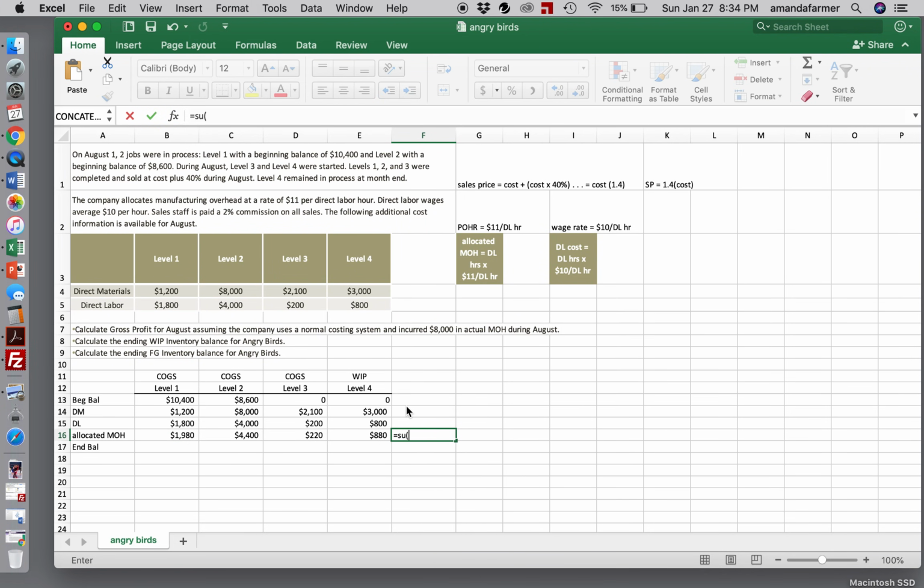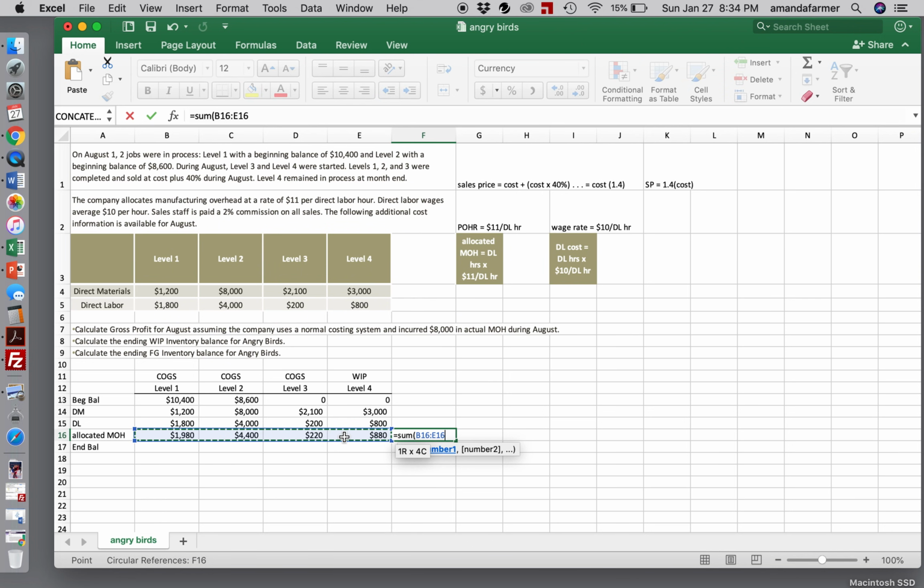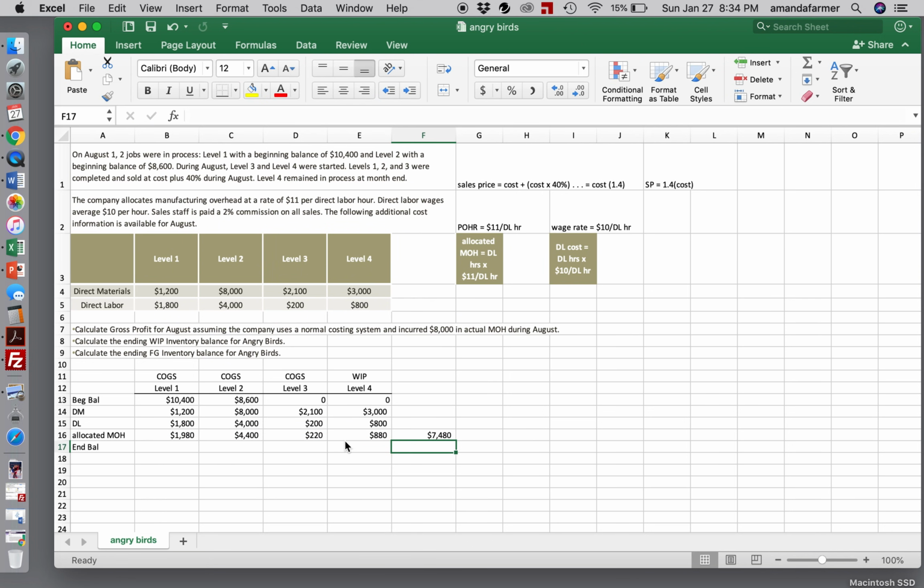And then watch this. I'm going to sum all of those allocated MOHs up. Total allocated MOH during the period. Maybe I did a circular there. Let's just do it individually. Hopefully this will work. Let me try it one more time. Sorry about this. Yes, there we go. So it gives me total allocated MOH of $7,480.